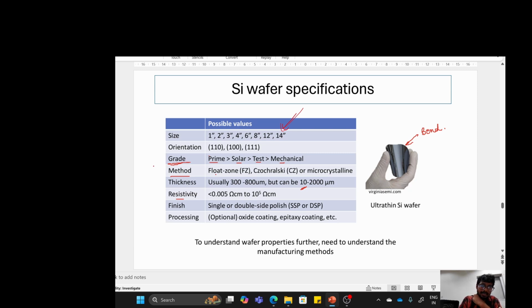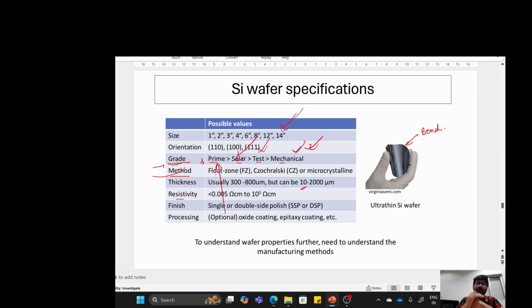Okay, there are grades of the wafer, according to the impurities. The least impure are the prime wafers. These are the prime wafers which are used for the devices. These are solar grade wafers. There are test grade wafers and mechanical grade wafers. These are for MEMS purposes, micro electromechanical systems, with gyroscopes or things like that. You can use mechanical grade wafers because no current is required to pass through them.